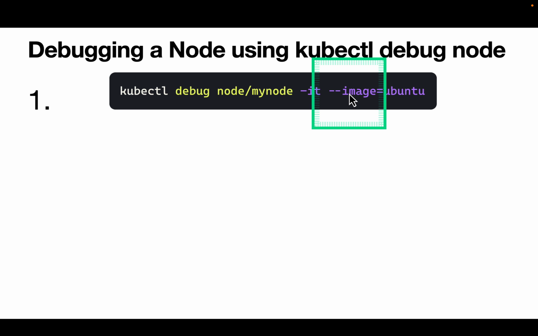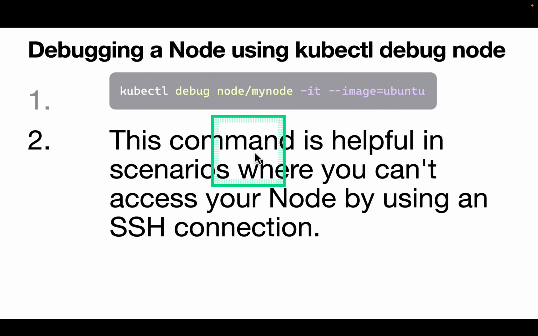So you will get a shell onto this particular node, and then you run an ephemeral container, for example Ubuntu in this example, and then you will have direct access to the node through this particular command. And this command is helpful in scenarios where you cannot access your node by using the SSH connection. So you can just log in to the kubectl client and use this to get in. You can replace this with worker1, worker2, whichever node you want to debug.